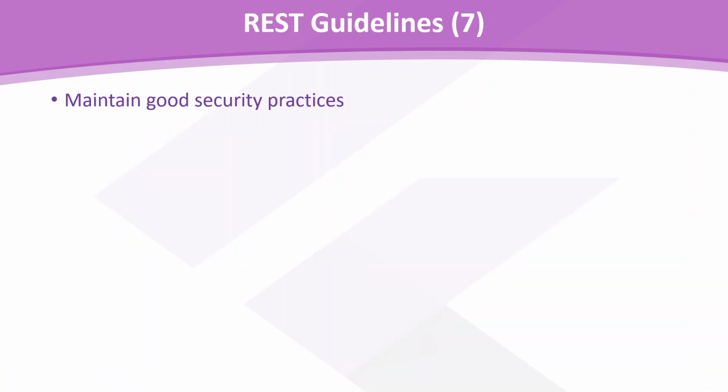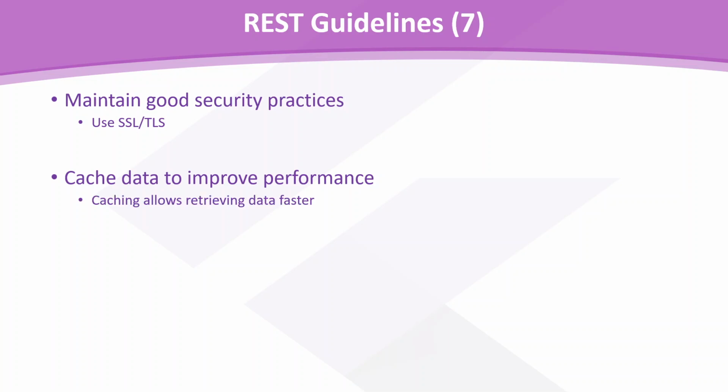Okay, some other best practices. Make sure that when you develop your REST API, you maintain good security practices. So for example, it is always recommended to use HTTPS, to provide a more secure transaction. And then you can try to implement caching to improve performance, because by using caching it allows data retrieval to be faster.